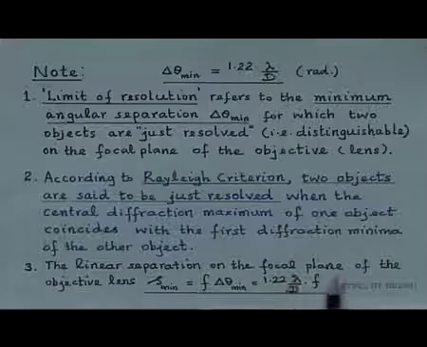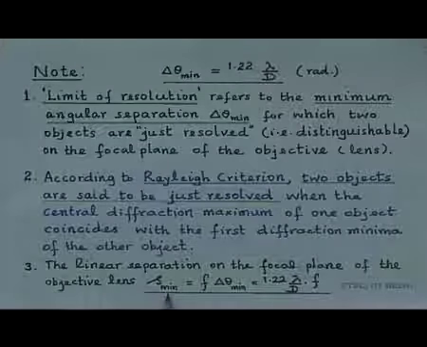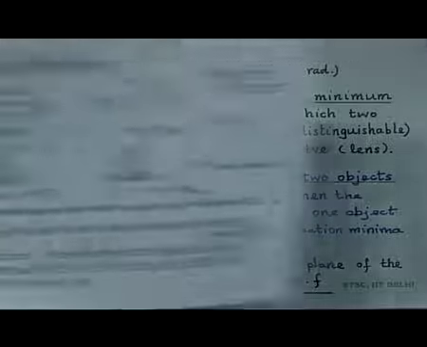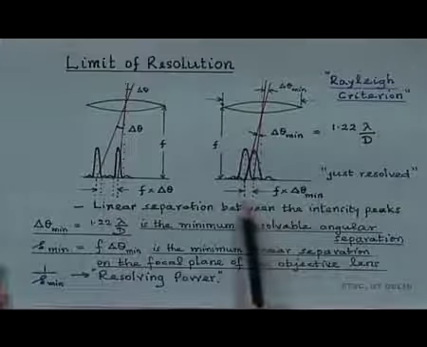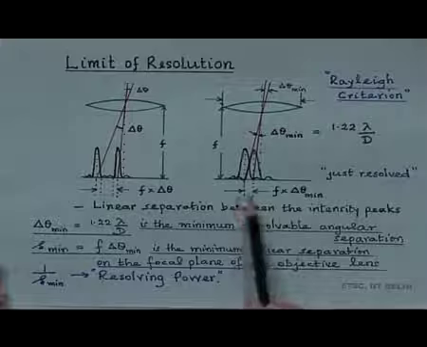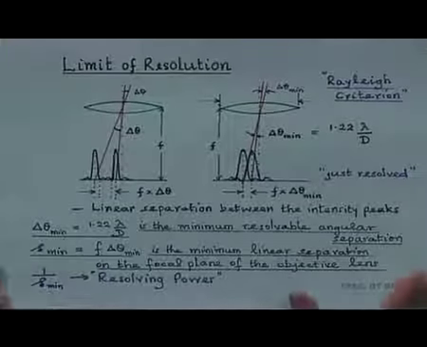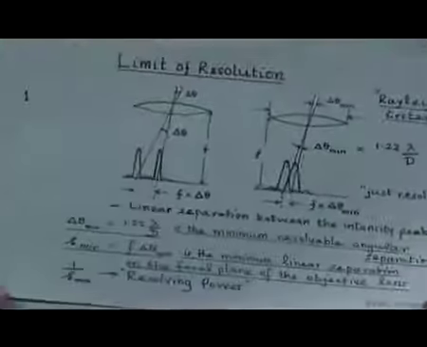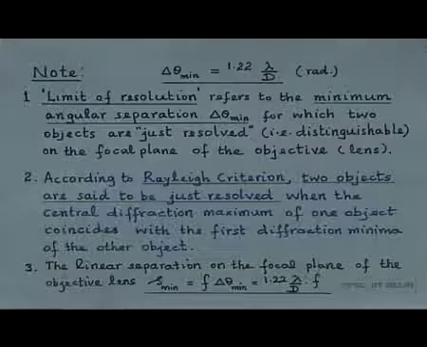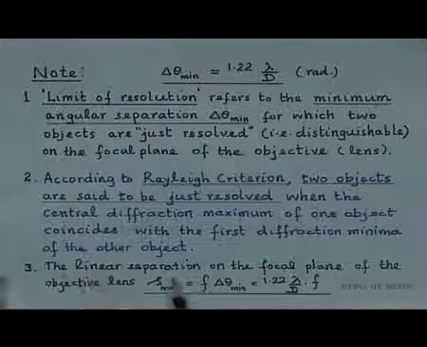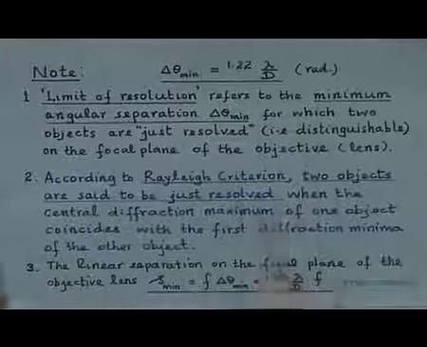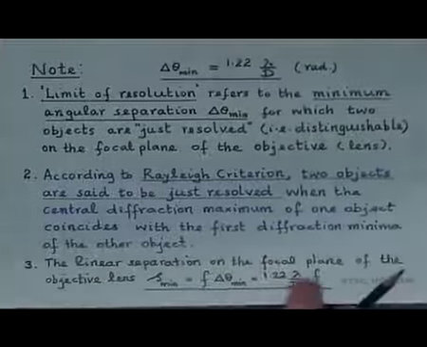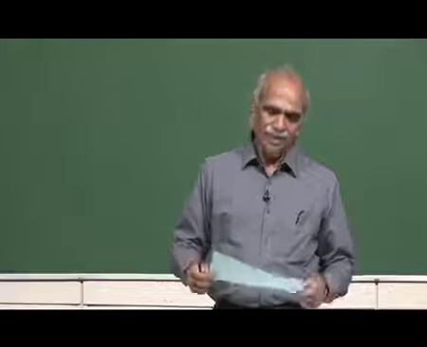The linear separation on the focal plane of the objective lens is given by S minimum equal to f times delta theta minimum. Delta theta minimum was the angular separation, and this is the linear separation on the focal plane. 1 by S minimum is called the resolving power of the optical instrument. I have put here a summary of the discussions we have had. This will become more clear when we take some examples, so let us take one example and see whether we understand it.